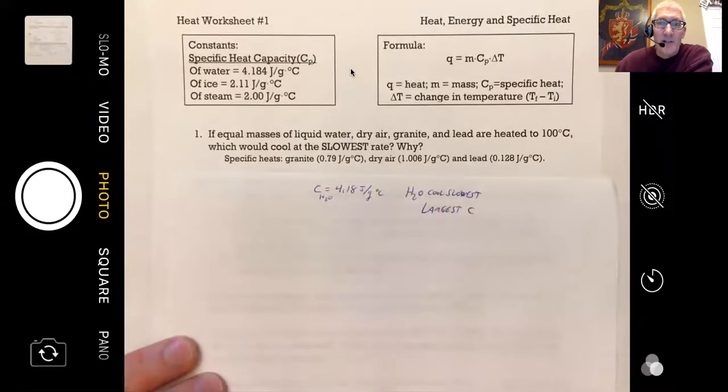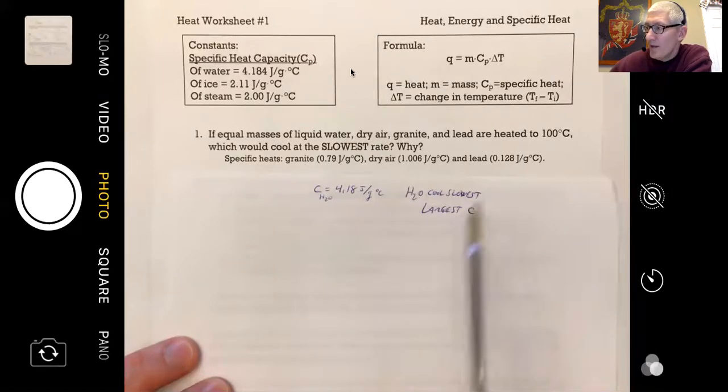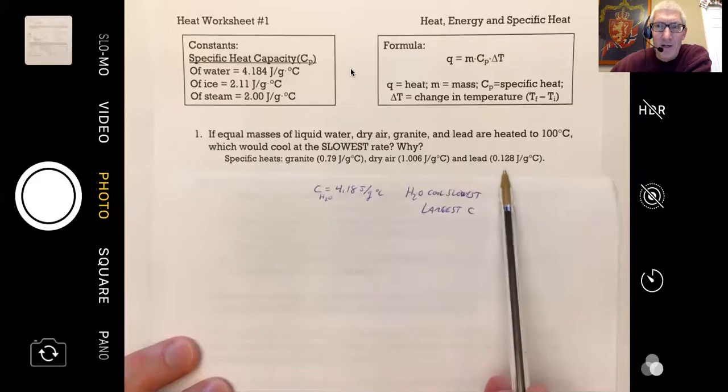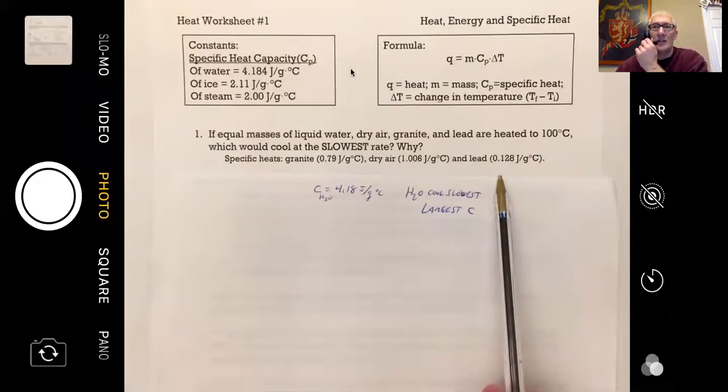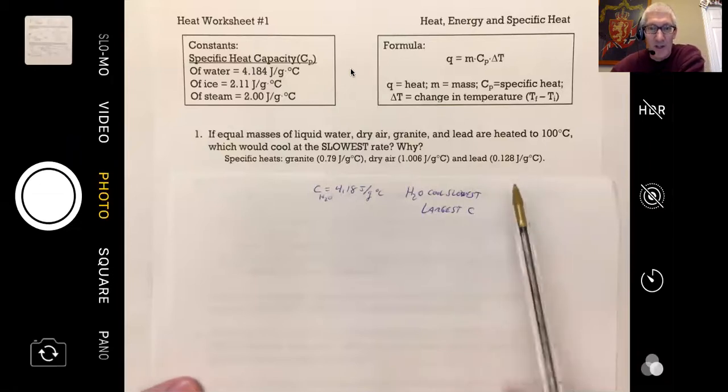If I flip that question around and ask who cools the fastest, I'd be looking for the one that has the lowest specific heat, because it requires the absolute least amount of energy to change each gram of substance by 1 degree Celsius. So the one that would cool the fastest here would be lead.